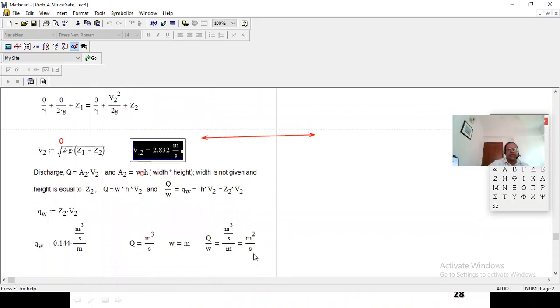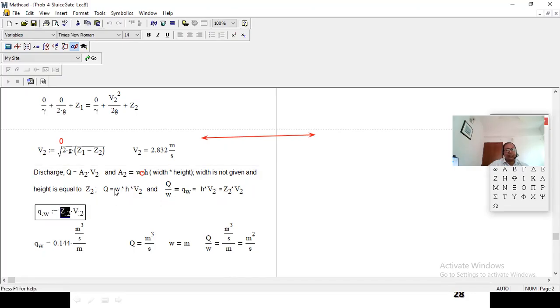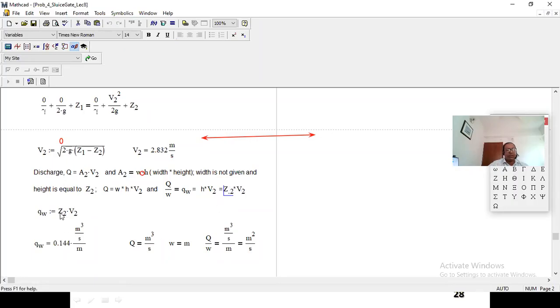Now, how will we get the Q? V2 into area. So Q equal to, we are saying W into H into V2, velocity. Now H will be equal to Z2. So what will be Q by W? Q by W will be H into V2, and this H equal to Z2. So Q by W, that I mentioned as small q, that means flow rate per unit width of the gate. So Z2 into V2. Finally, you are getting this result.